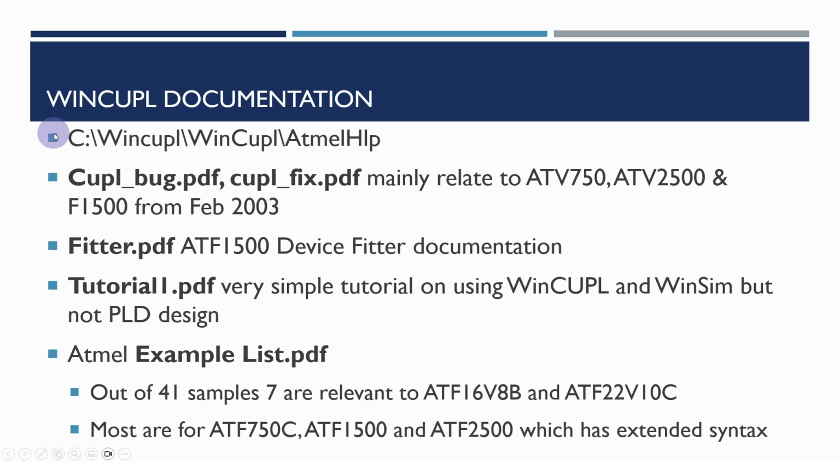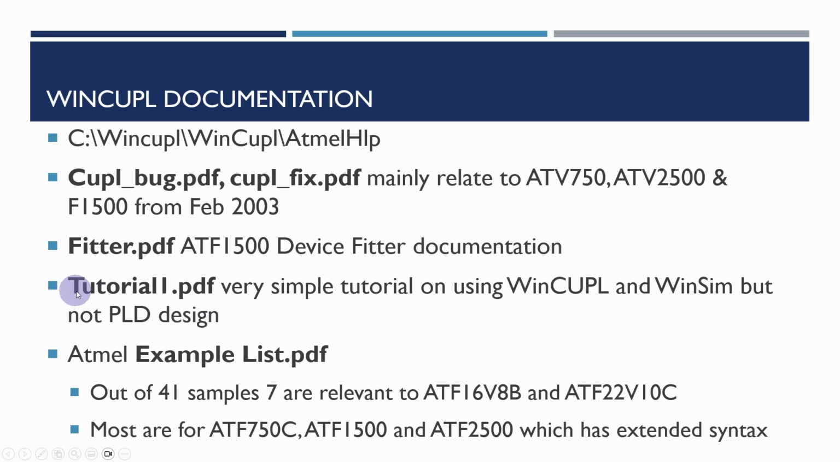Now, some of the other documents in the help I'm not going to go through in detail. The bug and the fix documents mainly relate to the ATV750, the 2500 and the F1500, which are the more complex chips. Again, this is all from around February 2003 when the last update to this was. Fitter PDF is to do with the ATF1500. Again, that's only available in the PLCC 44 output, so we're not really going to worry about that too much.